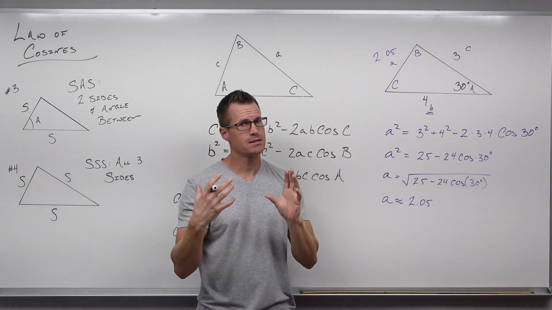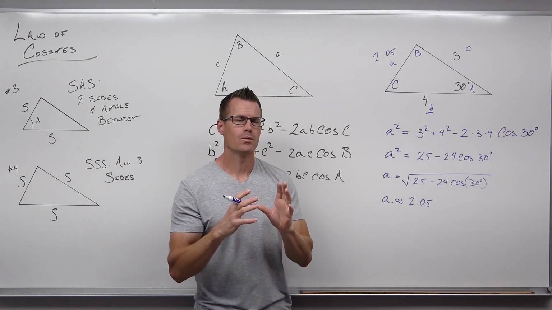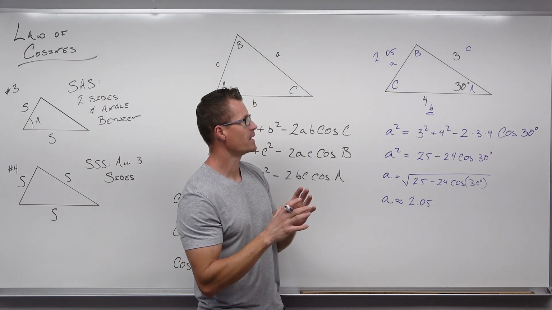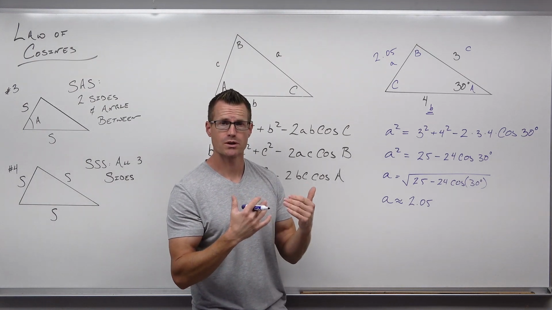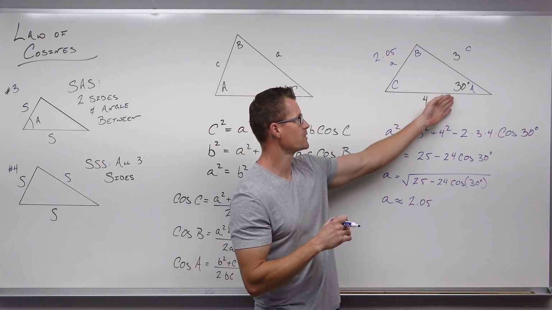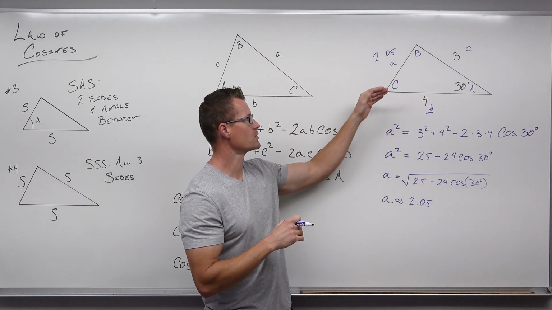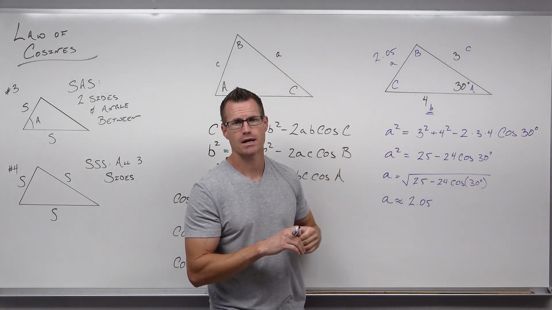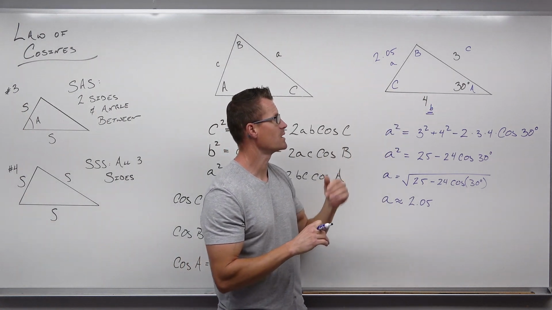Yeah, we would have had two cases. That's true. We don't have that here. We won't have that for law of cosines. But at this point, you could certainly do law of sines right now. You could do sine of 30 degrees over 2.05 equals sine of C over 3. And you could figure out angle C. You could do the same thing for angle B.